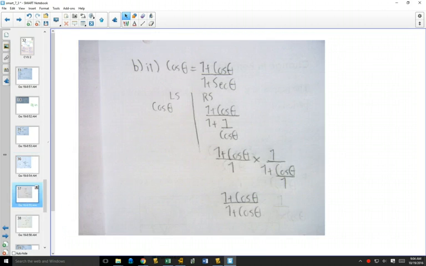Here's another example. Here's one where someone got stuck. Okay? And I wanted to point out, where did the person get stuck on this one? They did a good first start. They've got the line drawn. They changed secant to 1 over cos. And now they know that when they're dividing by a fraction, they multiply by the reciprocal.